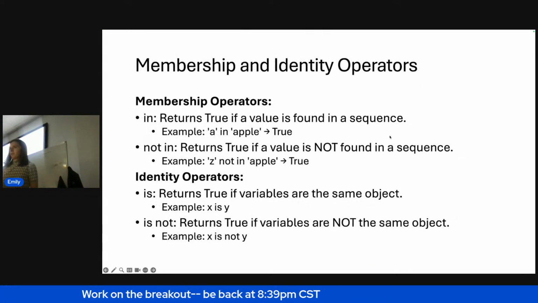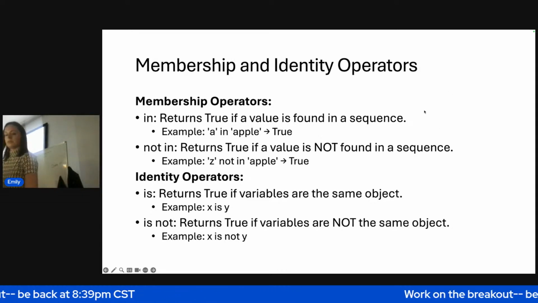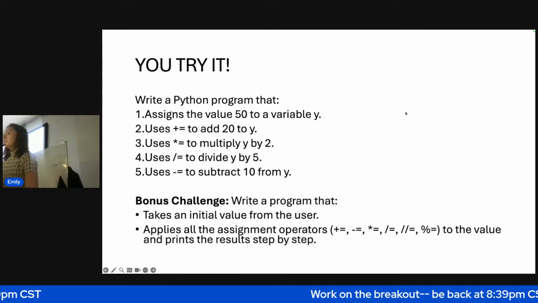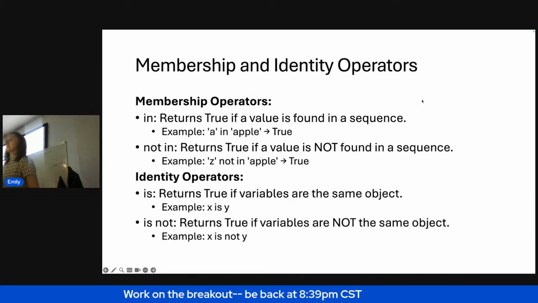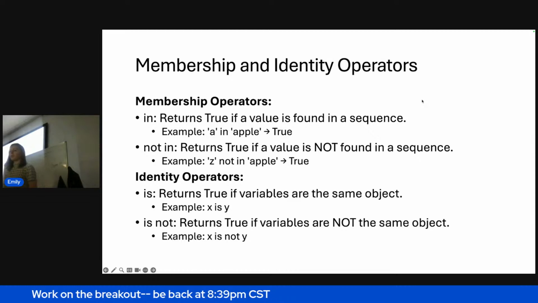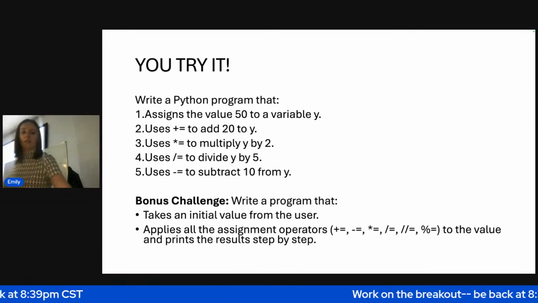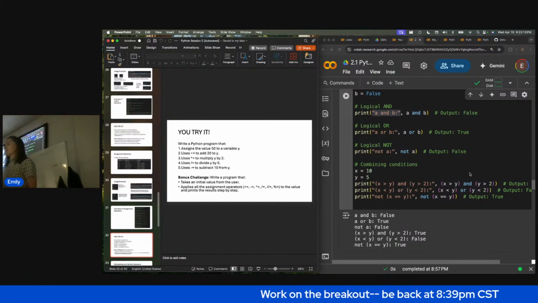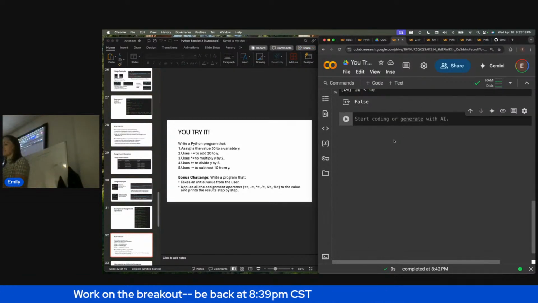All right. We'll just keep going on here. Maybe we should. Yeah, we'll keep going here. Membership and identity operators. Okay. Do you want to review these? Okay, let's do it. I'm glad you said that. I was going to move past it. It's good. This is important.